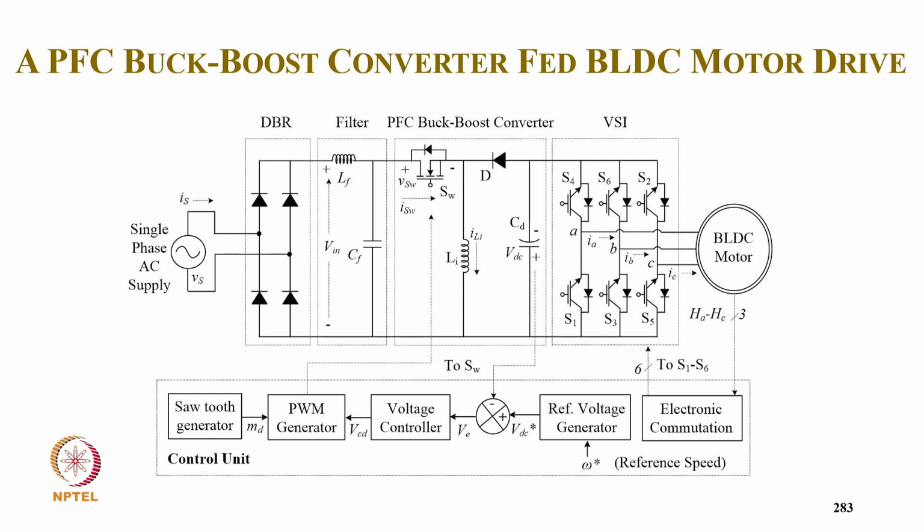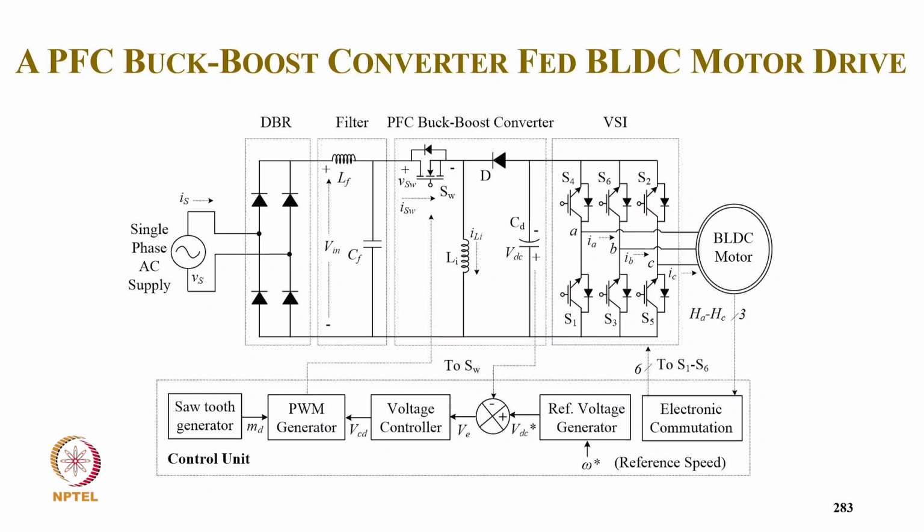So coming to the PFC buck-boost converter-fed BLDC motor drive. Here, as I mentioned, we design Li in DCM. We sense the DC link voltage and compare it with the reference speed, which is equivalent to voltage, to get an error. We give this to the voltage controller to get the reference voltage, and compare it with the sawtooth wave to give the switching signal for the buck-boost converter.